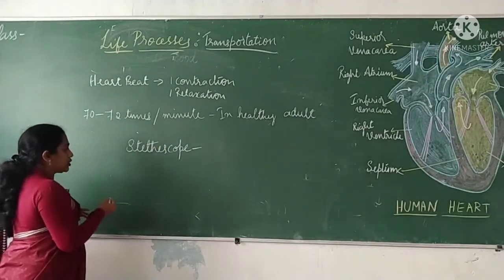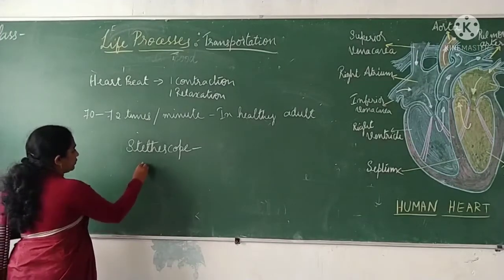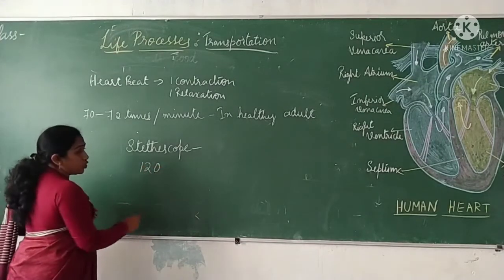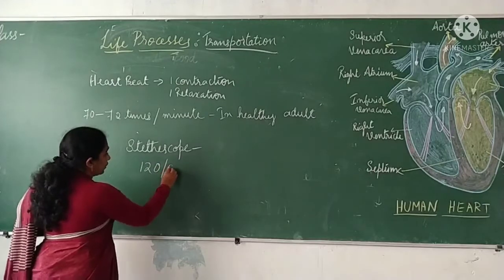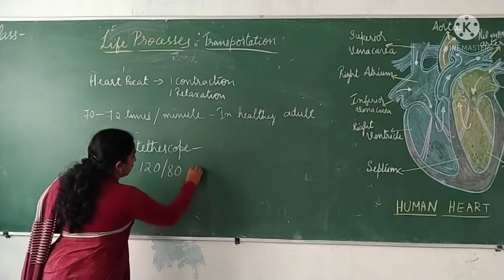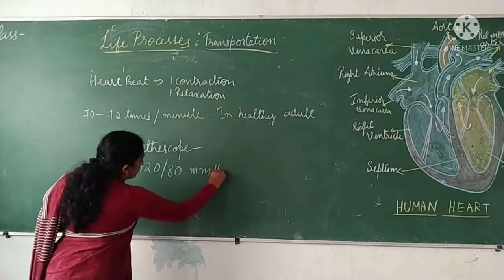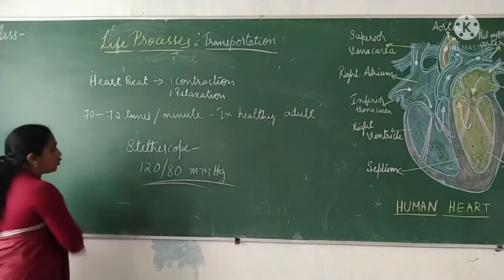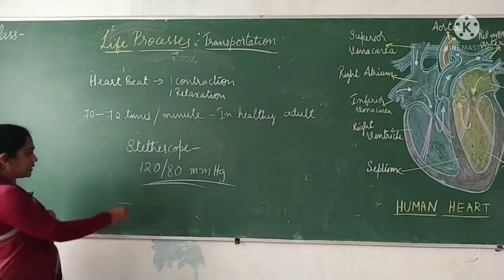We write blood pressure in two parts. Usually, the blood pressure of a normal person we write as 120 by 80 mmHg. This is the normal blood pressure of a healthy person. So here you can see two parts.